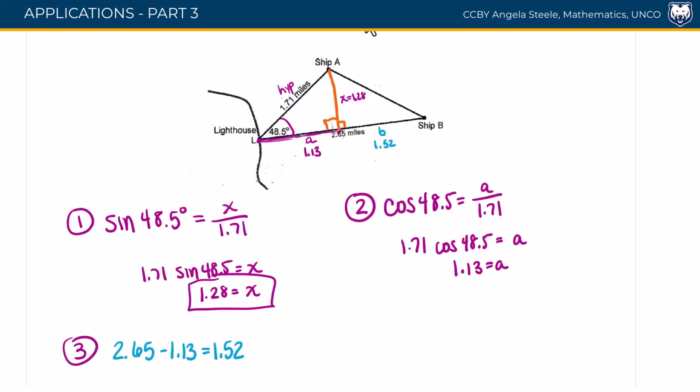Okay, the next step would be to find the distance from the center of our triangle over to ship B. So I labeled this length right here, B. We know the total length was 2.65. We also know A was 1.13, so then we can subtract that to give us the B value of 1.52. Okay, pause the video and continue to try working on your own.